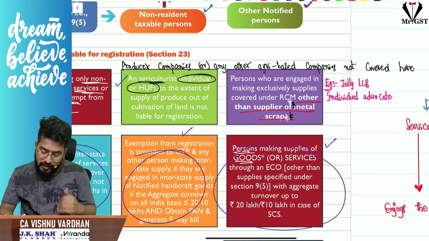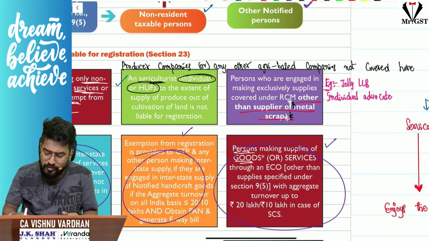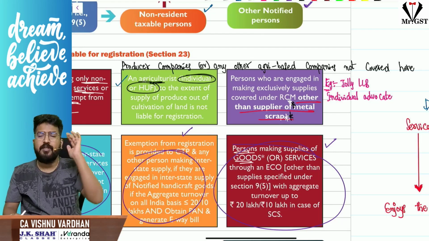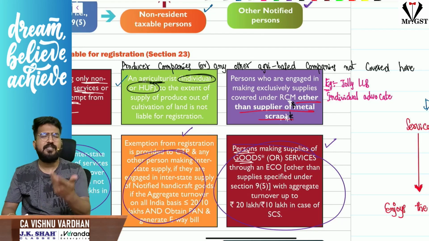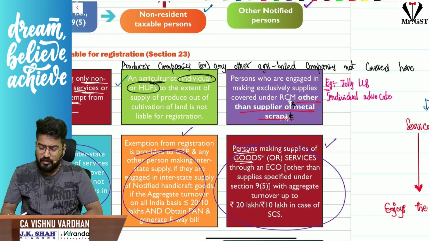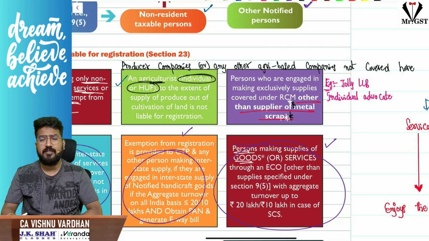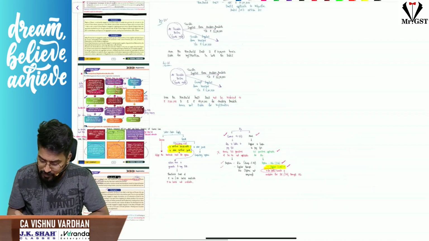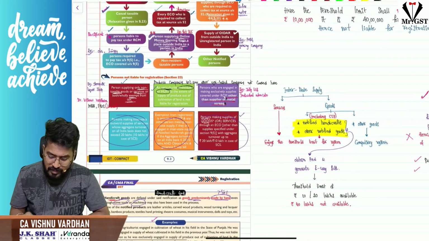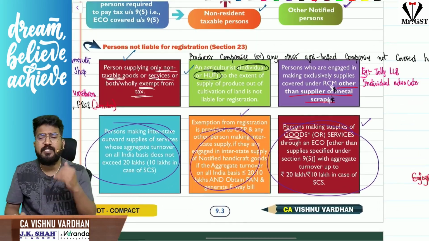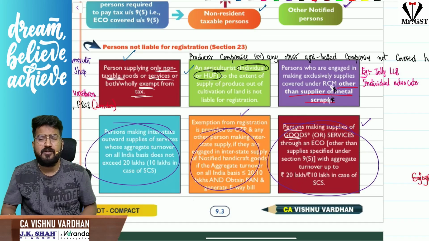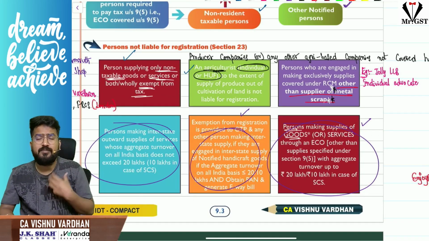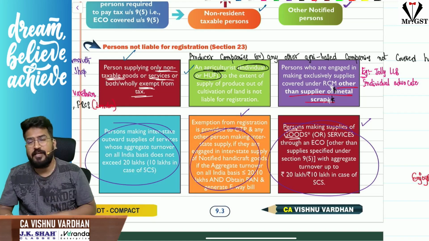Next, persons who are engaged exclusively in making RCM supplies, other than the metal scrap dealer. For example, a Jolly LLB advocate, sir, is not required to take any registration because all their supplies are covered under RCM. But if it is a metal scrap dealer, please understand, as long as they are unregistered, RCM will come into the picture. Once their threshold limits are exceeded, then they should take registration. Simple. They cannot say because metal scrap is covered under RCM, we will not take registration. It is not like that.